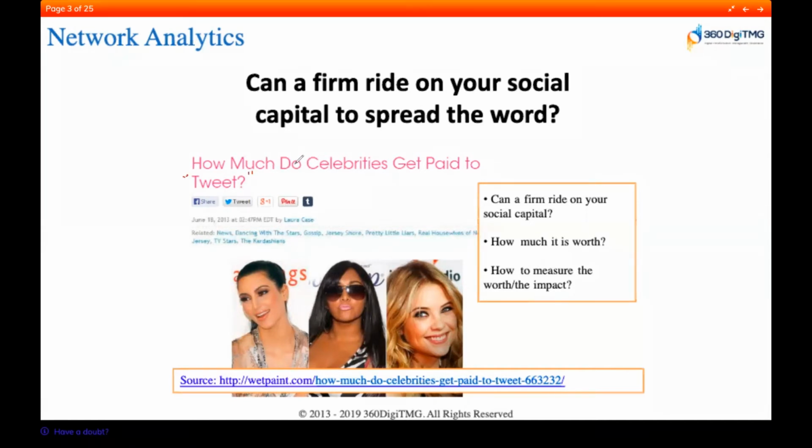Are you aware of this fact? In fact, they are earning more than what they get in terms of seasons or movies, right? And so if yes, on which basis are they getting paid?